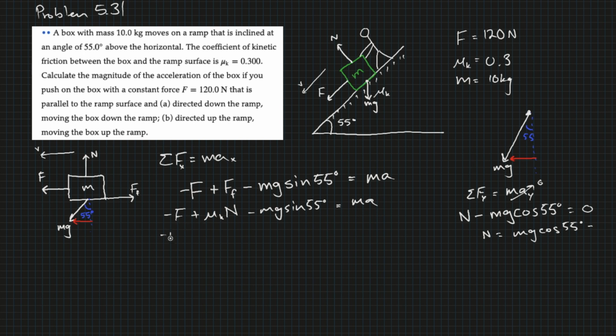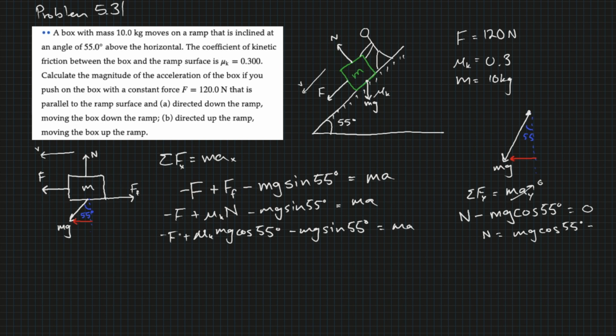So I then can plug this into my equation here. So let me write it out one more time. Got that minus f still, plus the coefficient of kinetic friction times mg cosine of 55 degrees minus mg sine of 55 degrees. And all of that's equal to ma. Then I can do some algebra. I can just plug in my numbers.